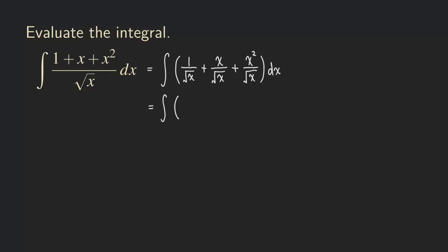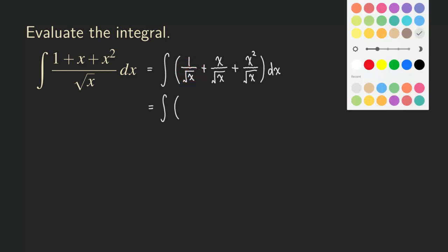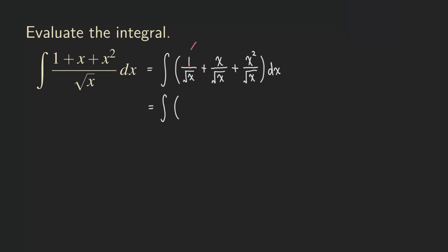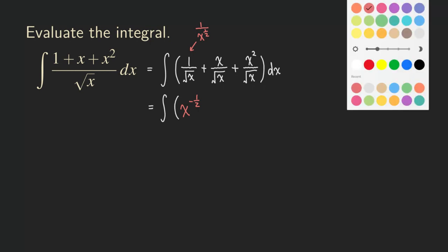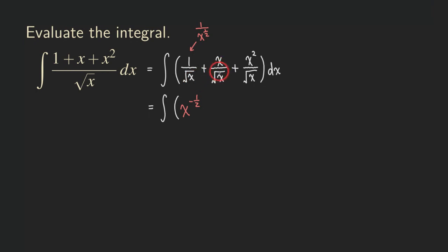For the first one, let's take a look. We know that the square root of x is x to the 1/2, but it's in the denominator. So this is actually 1 over x to the 1/2. You see what's going on here? We can write it as x to the negative 1/2. Okay, so that's nice.